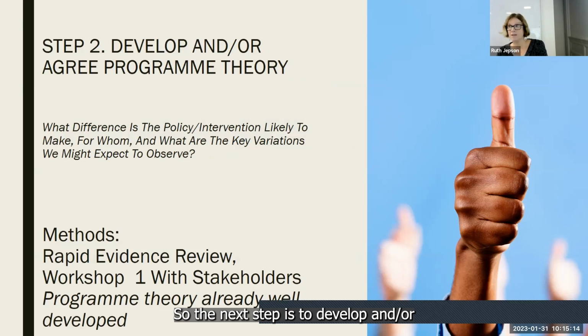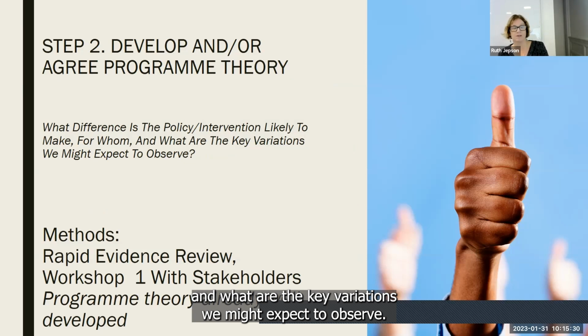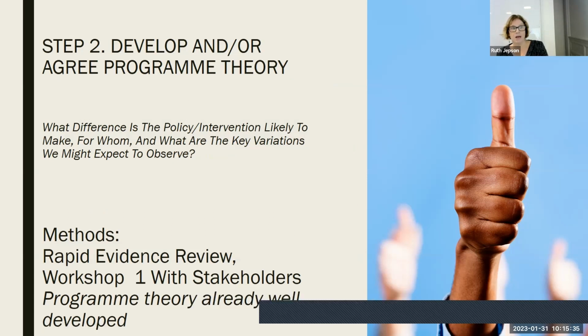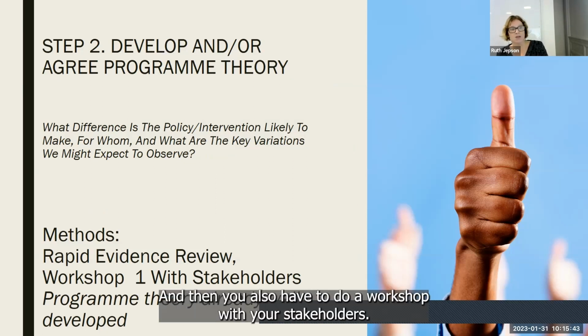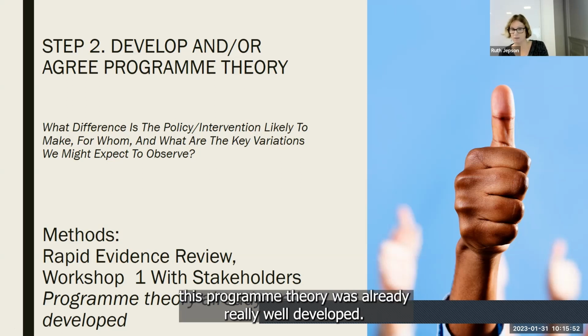Okay, so the next step is to develop and/or agree on your program theory. And the program theory is all about what difference the policy or intervention is likely to make, for whom, and what the key variations are that we might expect to observe. So what you do here is we did the rapid evidence review, which told us more about what we're likely to expect and what changes in outcomes. And then you also have to do a workshop with your stakeholders. Now, in the case of Family Nurse Partnerships, this program theory was already really well developed.